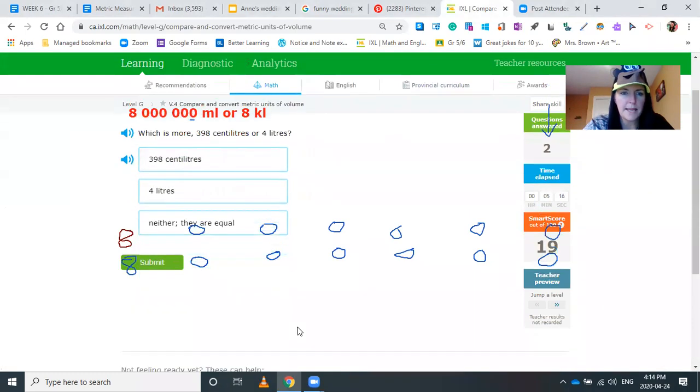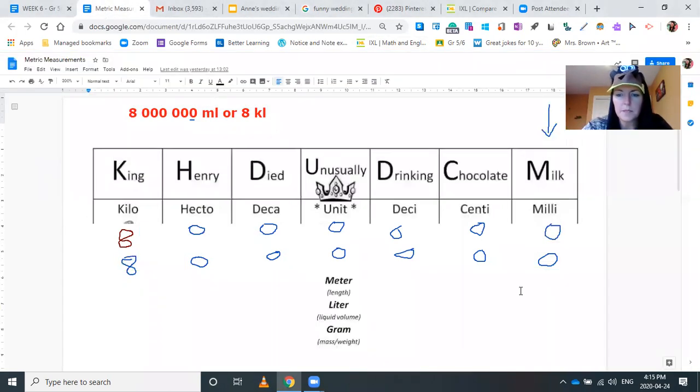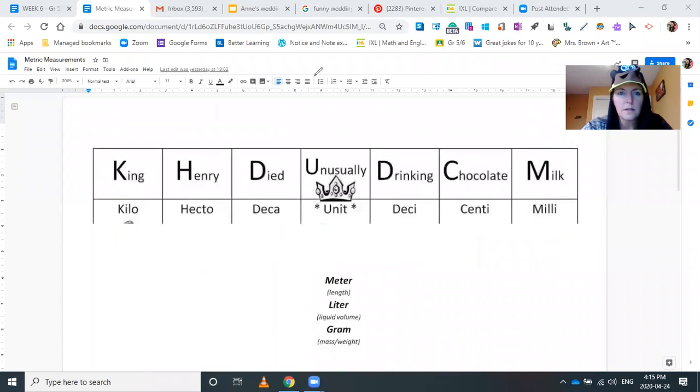Let's try one more together. Which is more? I'm going to write it down on my page. 398 centiliters or 4 liters. All right, so let's have a look. Again, you might want to press pause and come back and see if you're correct. So to rewrite the question, 398 centiliters or 4 liters.